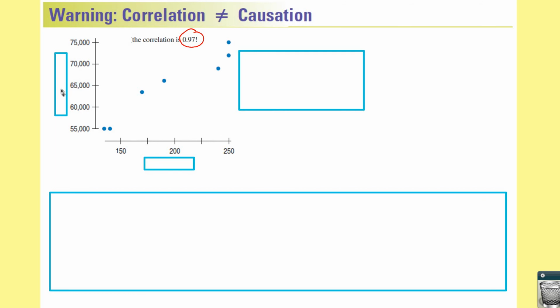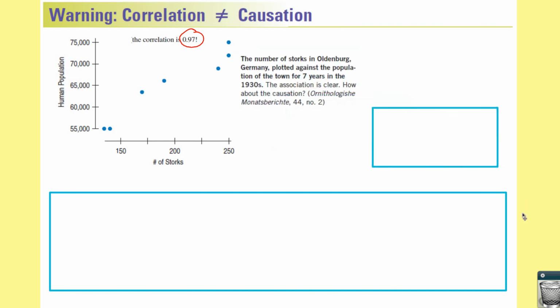So we look at this. Get ready for this. Human population. Is the human population affected by the number of storks? Well, storks do deliver babies, so maybe that's true. All right. This was a study where the data is from the 1930s in Germany that plotted the towns' population along with the number of storks. So in our brain, we want to go, okay, clearly more storks means more babies are being delivered. I mean, what else could there be, right?